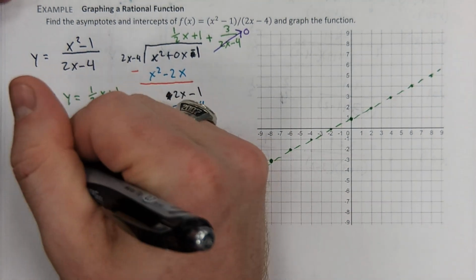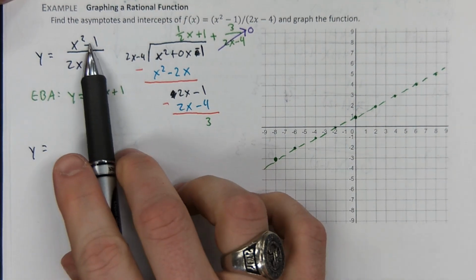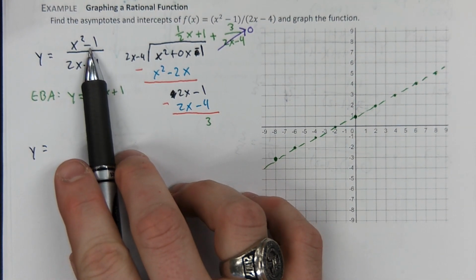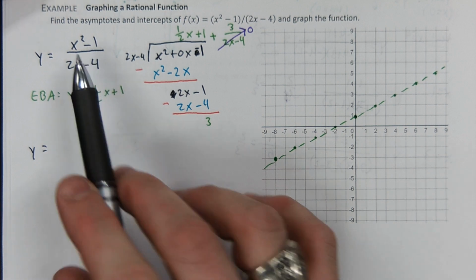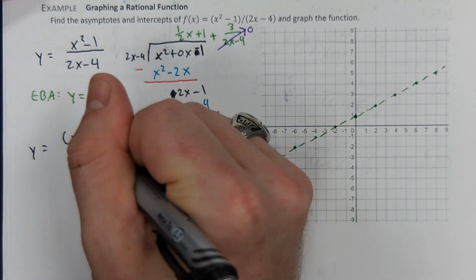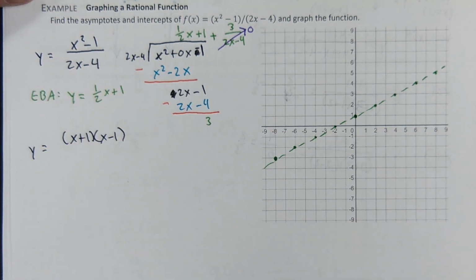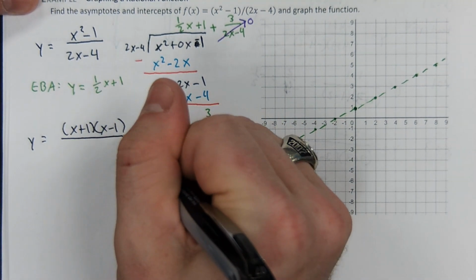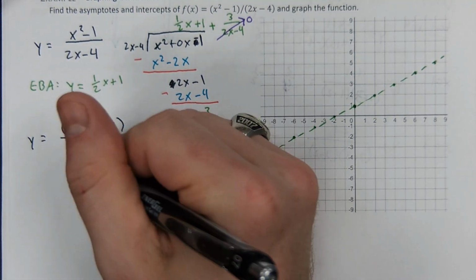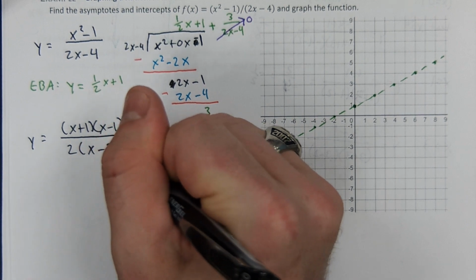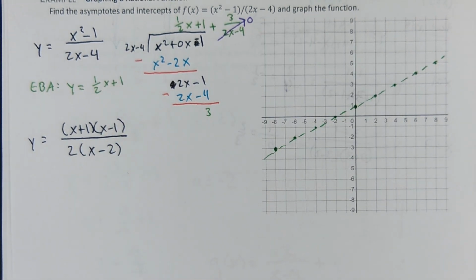What I see on the top is a special case. a squared minus b squared. It factors to a plus b times a minus b, so x plus 1 times x minus 1. And on the bottom, I see a GCF of 2. So nothing cancels. That means this graph does not have any holes in it, which we call deleted points. We also call them removable discontinuities. This one doesn't have any.